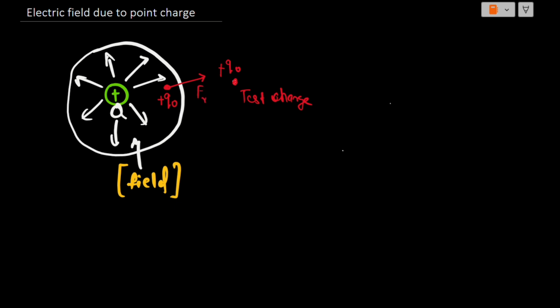Now this force can be given in the form of Coulomb's law. We know how Coulomb's law can be written. According to Coulomb's law, the force acting between these two charges is equal to 1 by 4 pi epsilon naught, Q Q naught over r square. Now what is r? It is the actual distance between these two charges.